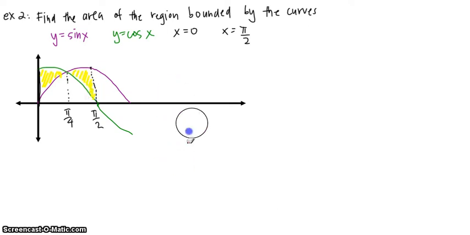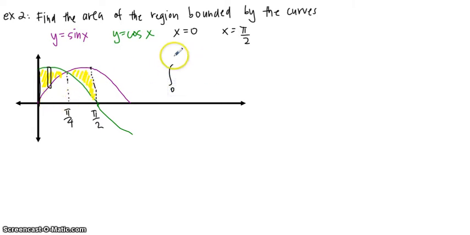Now, if that's the case, what do you notice about the rectangles that are being cut? Base times height. Base will be dx, but the heights will switch. The height for this very first region will be the upper cosine x minus the lower sine x. However, when we pass pi over 4, it'll switch, with the upper boundary being sine x and the lower boundary being cosine x. So we have to split it into two integrals.